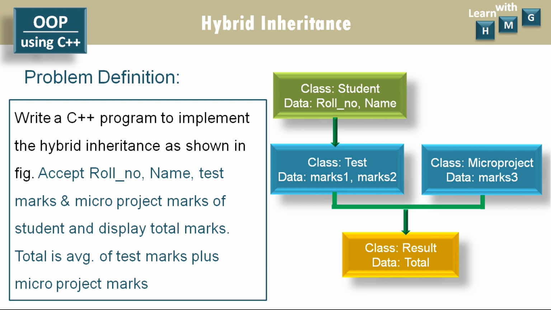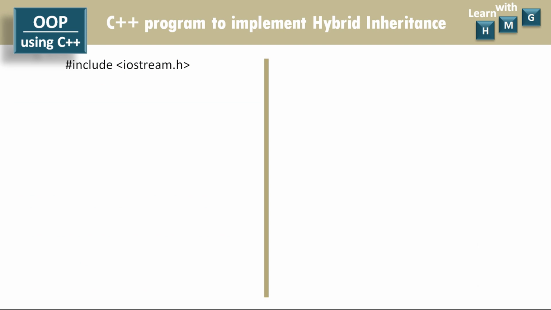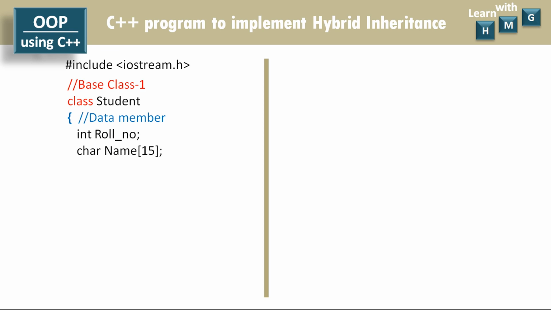And for the same thing we are going to write a C++ program by implementing hybrid inheritance with the help of these four classes. Let us write a program. As usual, include iostream.h header file. First of all, we will define base class 1. Our first base class is class student, and in this there are 2 data members, roll number and name. Roll number is integer type and name is a character type array of size 15.